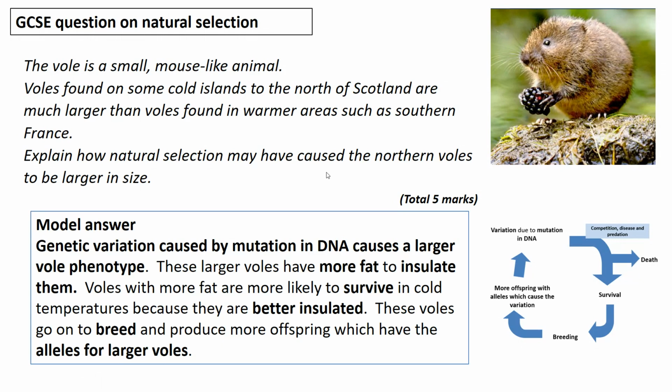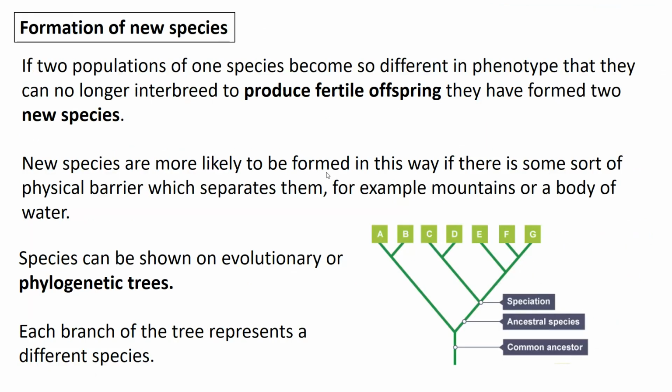So the larger voles have more fat to insulate them. So the voles with more fat are more likely to survive in cold temperatures because they are better insulated. These voles go on to breed and produce more offspring, which have the alleles for the larger vole phenotype. Over time, and lots of cycles, and if there are environmental pressures, you might get a new species evolving.